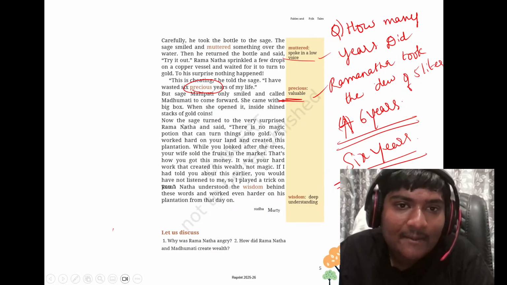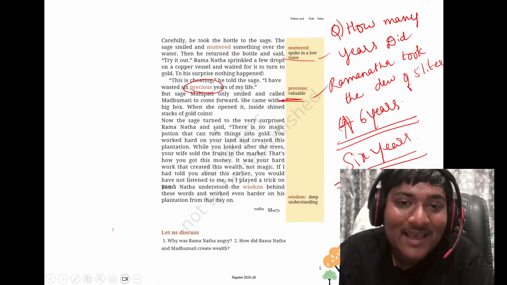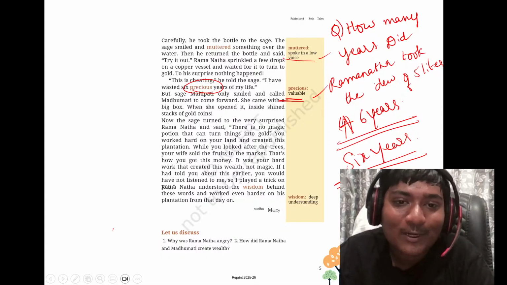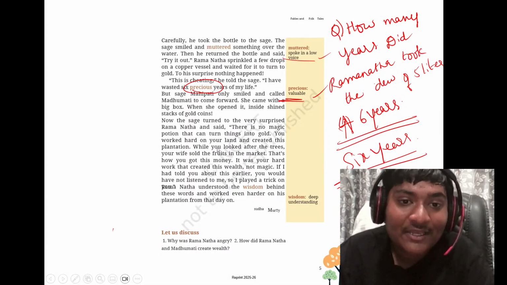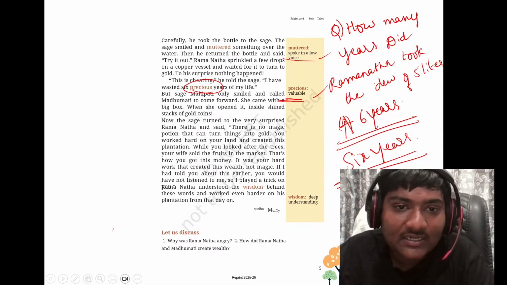But Sage Mahipati only smiled and called Madhumati to come forward. She came with a big box. When she opened it, a sack of gold coins shone inside. Now the sage turned to the very surprised Ramanatha and said there was no magic potion that could turn into gold. You worked hard, your land created this plantation while you looked after the trees. Your wife sold the fruits in the market. That is how you got this money.